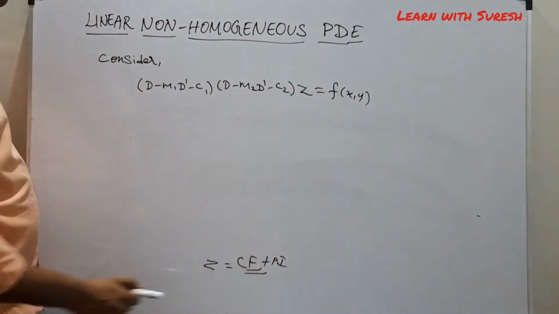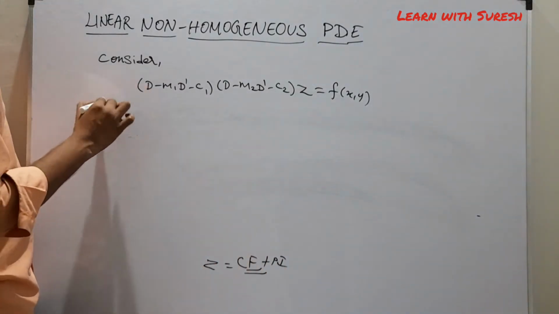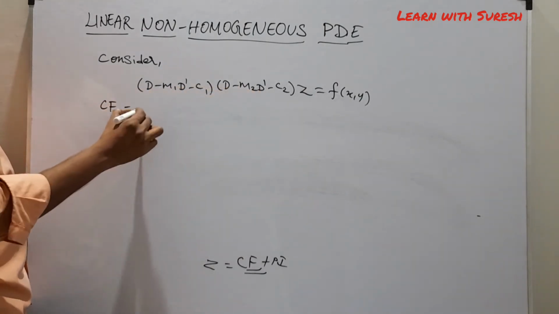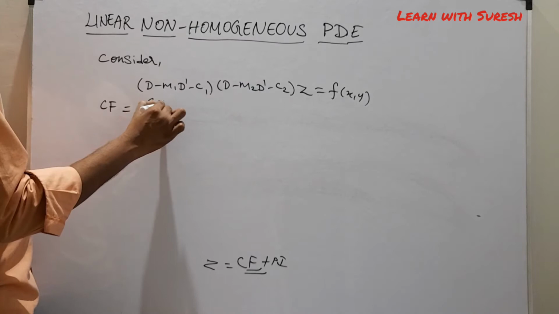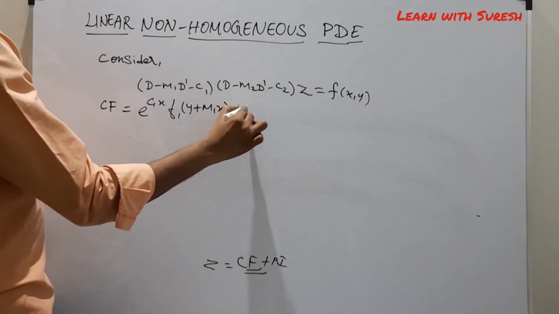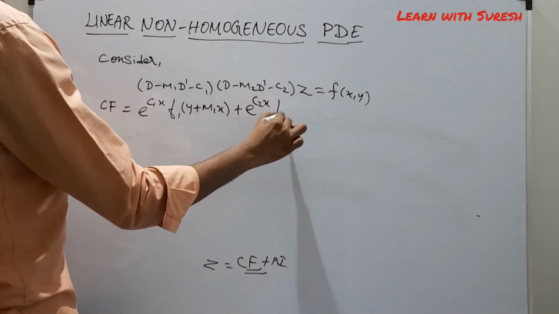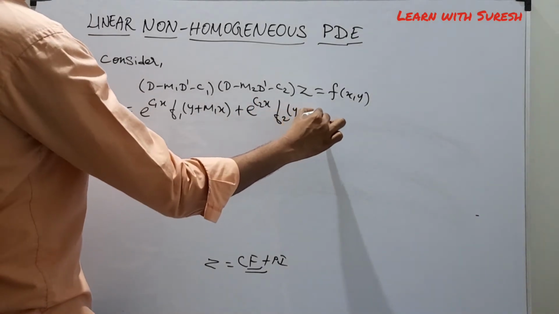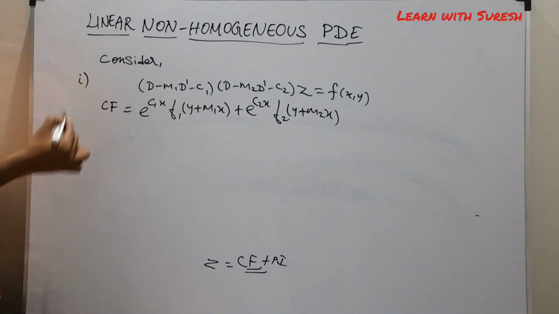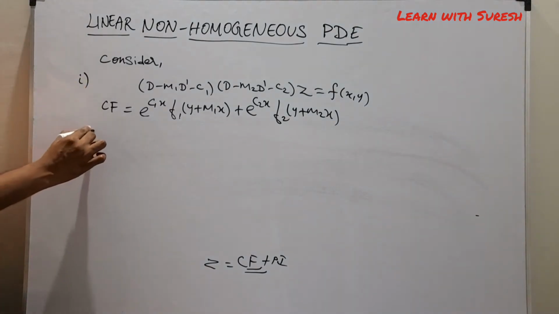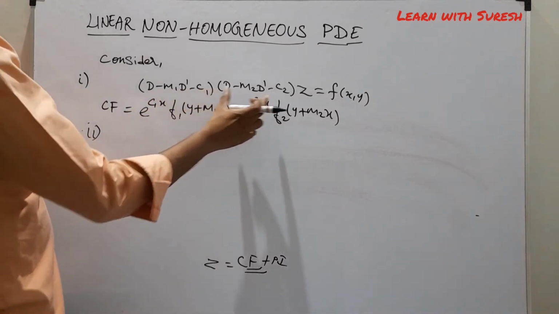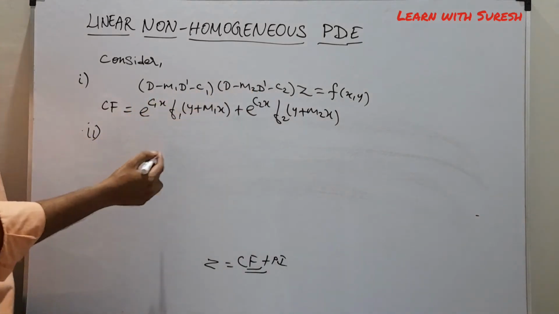So for that we have to find the complementary function first. The complementary function for this type of non-homogeneous PDE is e^(c1 x) f1(y + m1 x) + e^(c2 x) f2(y + m2 x). This is the complementary function. Let us take it as case 1. Let us take case 2. Here the factors are not repeating, two factors are different. Suppose the factors are same.